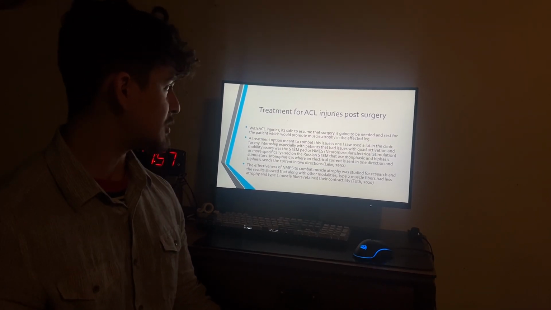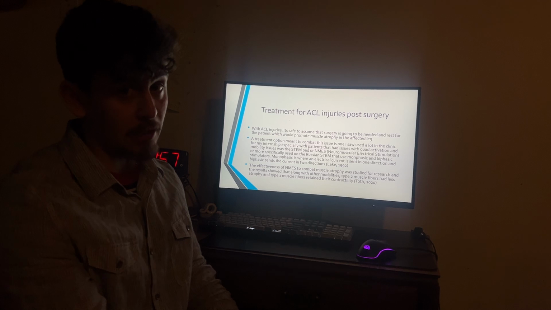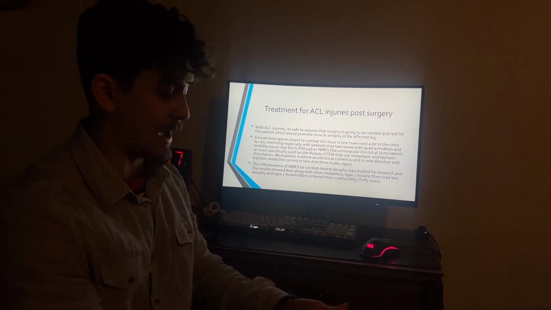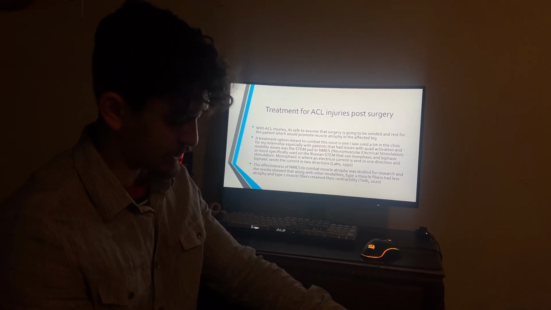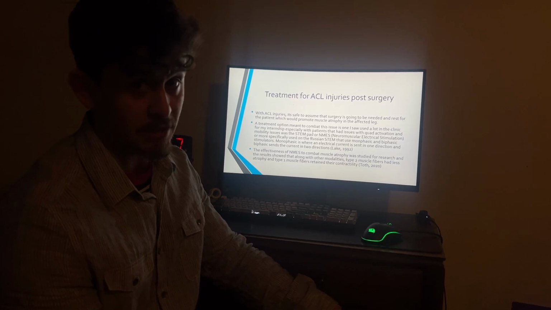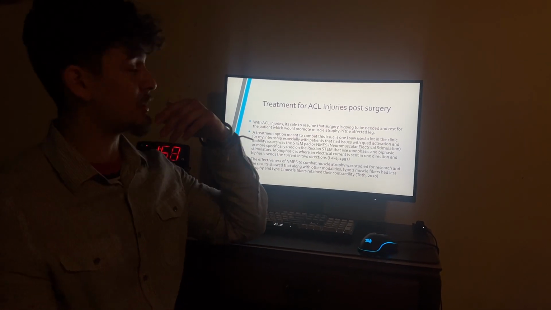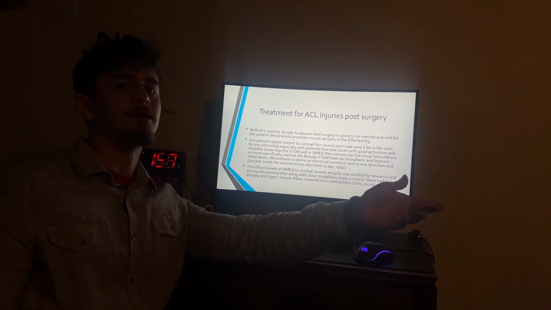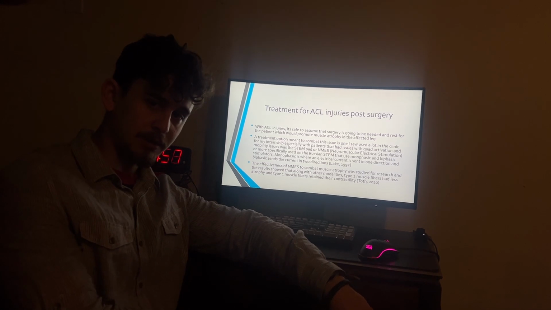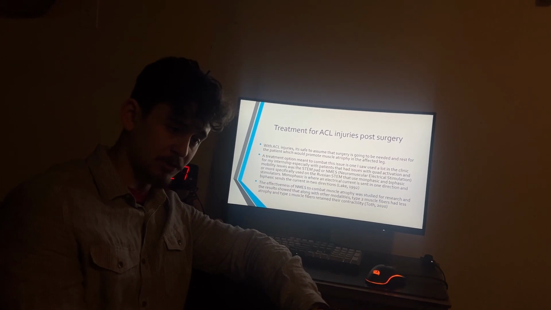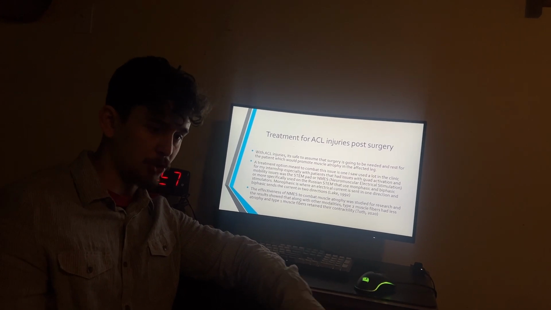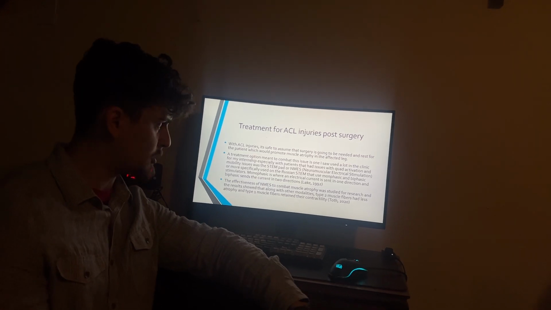With ACL injuries, it's safe to assume that they're going to need a long time to rest. If it happens, you need surgery, you can't move because you tore your ACL. Because of that, there's going to be some muscle atrophy, which is why I was referring to the strength index, because it's assumed that your muscle is going to atrophy if you're not doing anything because of the injury.